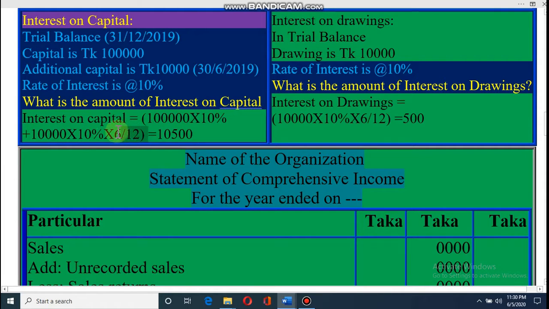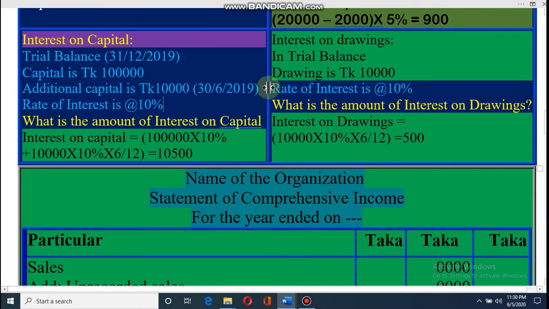Dear student, this is important. Why is it 6 by 12? Because the additional capital was given at the end of 6 months, so I have to give interest for 6 months, not more than that. That's why for main capital it is the whole year, and for additional capital it is 6 months, total 10,500. Dear student, for any type of capital, just the amount will change. You will put the value here, and you will find the interest.